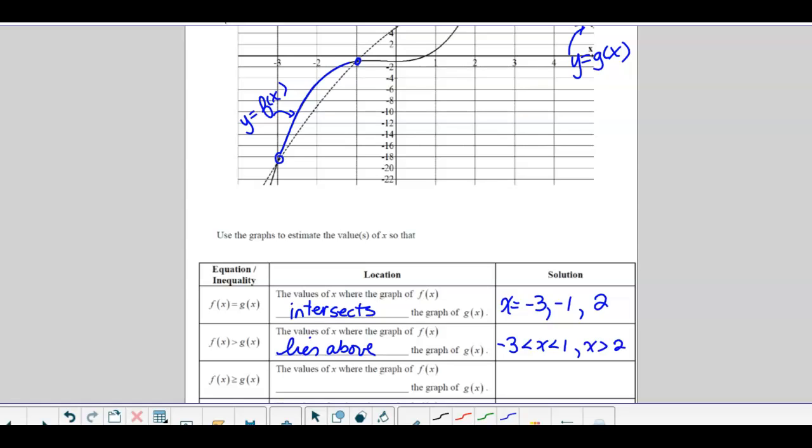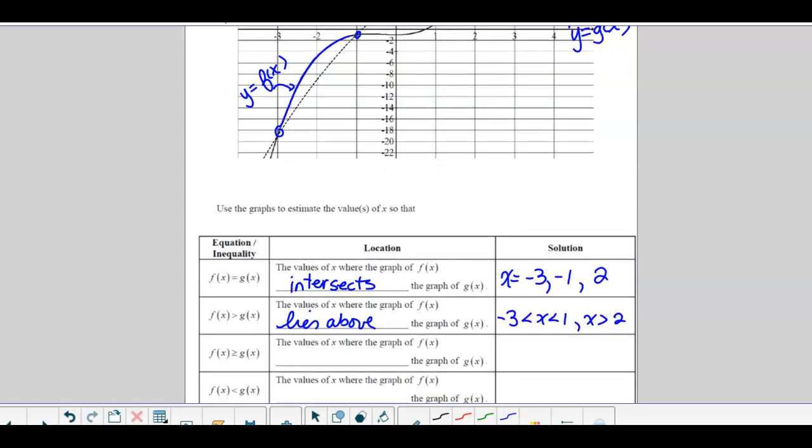You don't care about the y values. So we are using the graphs to help us. But the graphs are y equals. Now we're comparing them to get our x's. Okay? Obviously here, greater than or equal to lies above or intersects the graph of g of x. So you just include an equal sign.